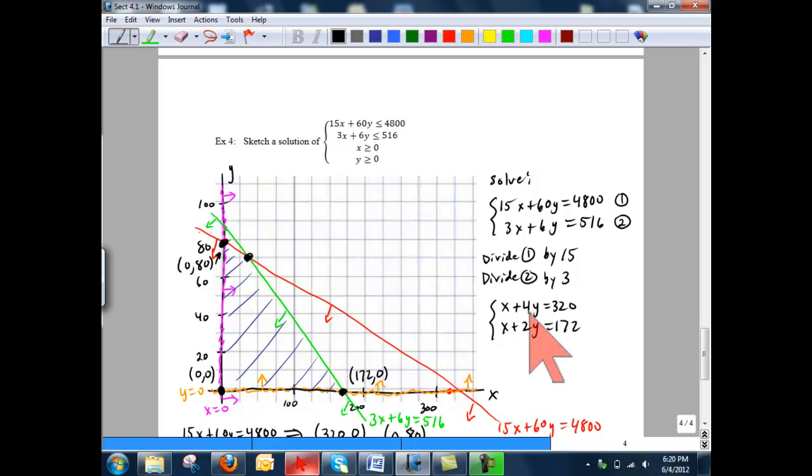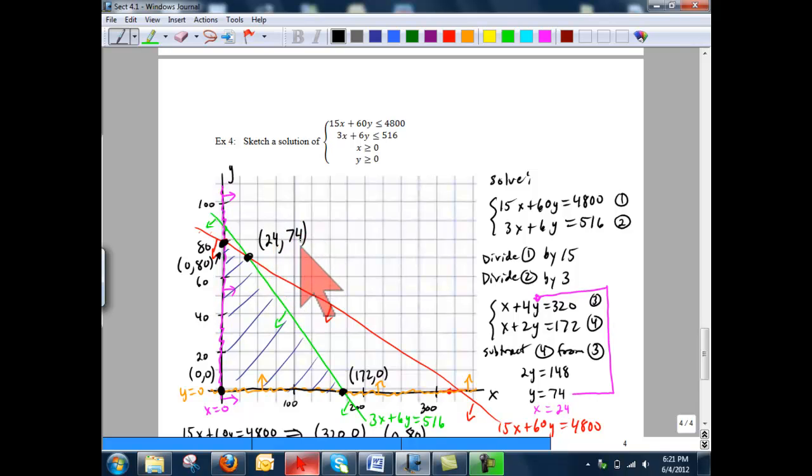Okay, and then if I were to use the elimination method, actually the coefficients on the x's are both 1s, and so if I do a subtraction, if this is equation 3 and 4, if I subtract 4 from equation 3, I get 2y equals 148, and y turns out then to be 74. And then the last step, which I won't show, is to take the 74 and plug it back into one of the equations that have both x's and y's, perhaps right here, and then solve this equation and get x equals 24. So the coordinates of this corner point or intersection point are x equals 24 and y equals 74.